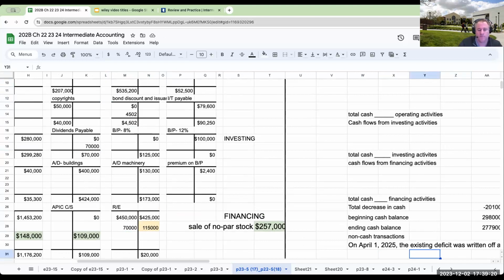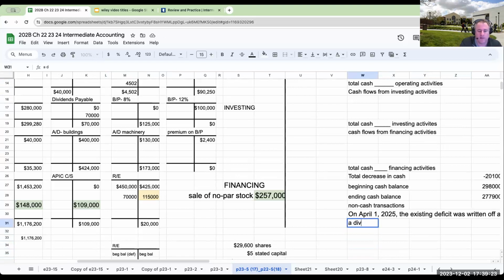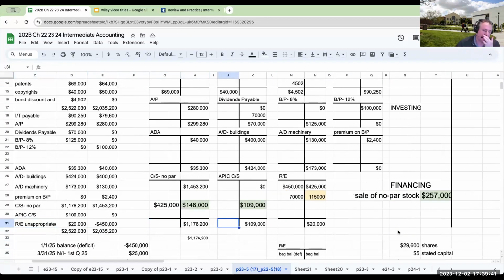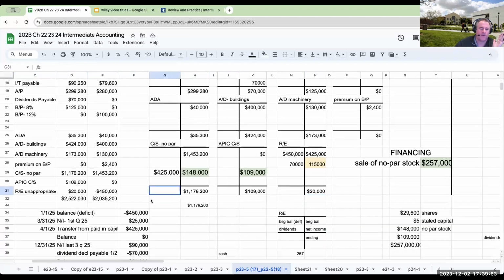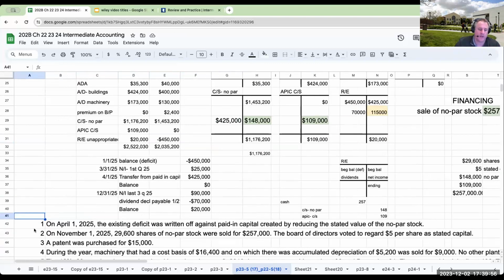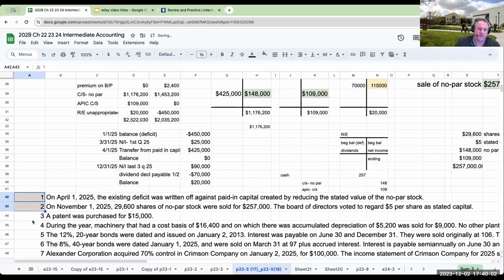Similar to the other ones, what we would probably want to do is note that a dividend was declared in 2025 for 70,000. That will be paid in January 2026. So we would want to make some kind of acknowledgement. When I'm using the T accounts, ultimately I have to balance all of these accounts. So that's what I'm trying to do. Okay, so we've dealt with these first two, as well as the retained earnings fund.